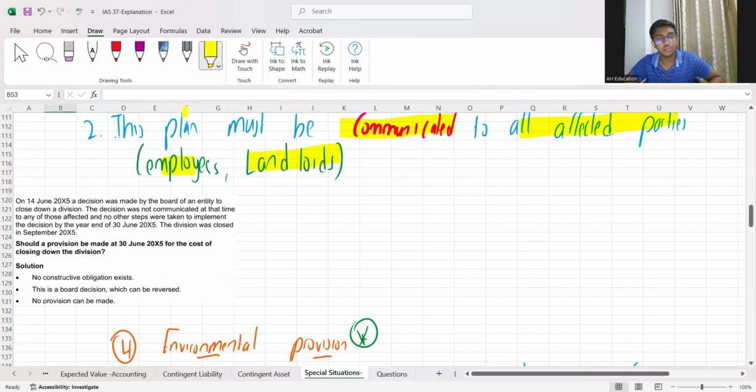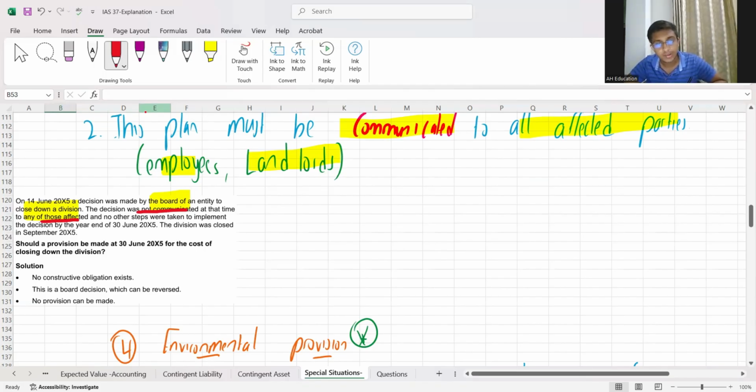On 14 June 2005, a decision was made by the board to close down a division. See, they were operating in Germany. Now they are planning on closing down the Germany branch because of COVID-19. The decision was not communicated at the time to any of those affected. Obviously, if we do not communicate, they will be coming in front of our doors and banging on them, telling us, why did you close down your company? You have outstanding payments to pay us. You have outstanding orders that you need to fulfill. Right? They will come and question us.